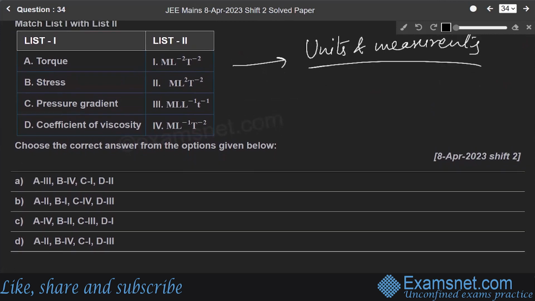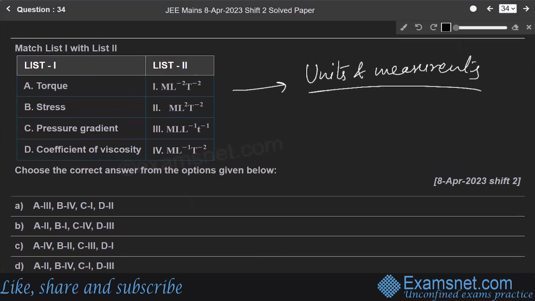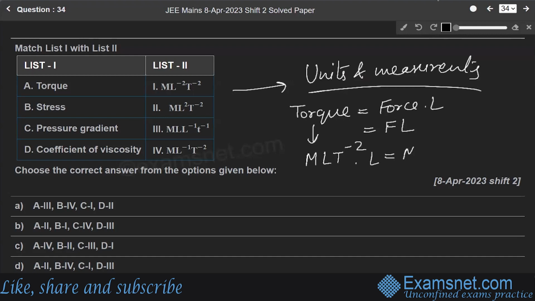Now, we have to find it. The first one is torque. Torque is equal to force into length, F into L. So the dimensions of torque will be force into length. Dimension of force is M L T minus 2, into L. It will be equal to M L square T minus 2. So the correct answer for A is second.